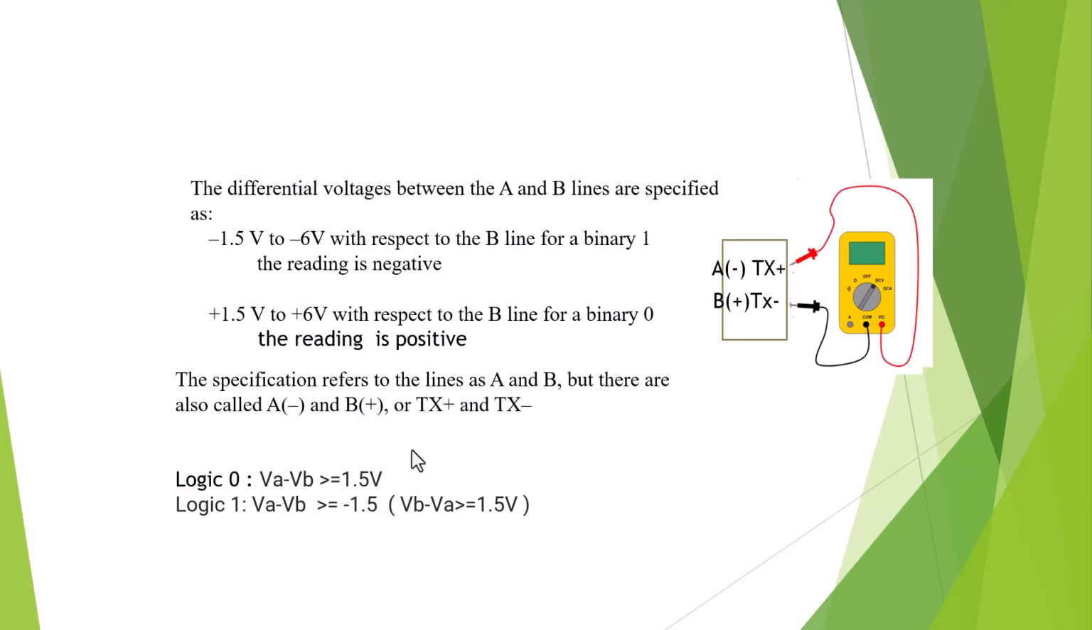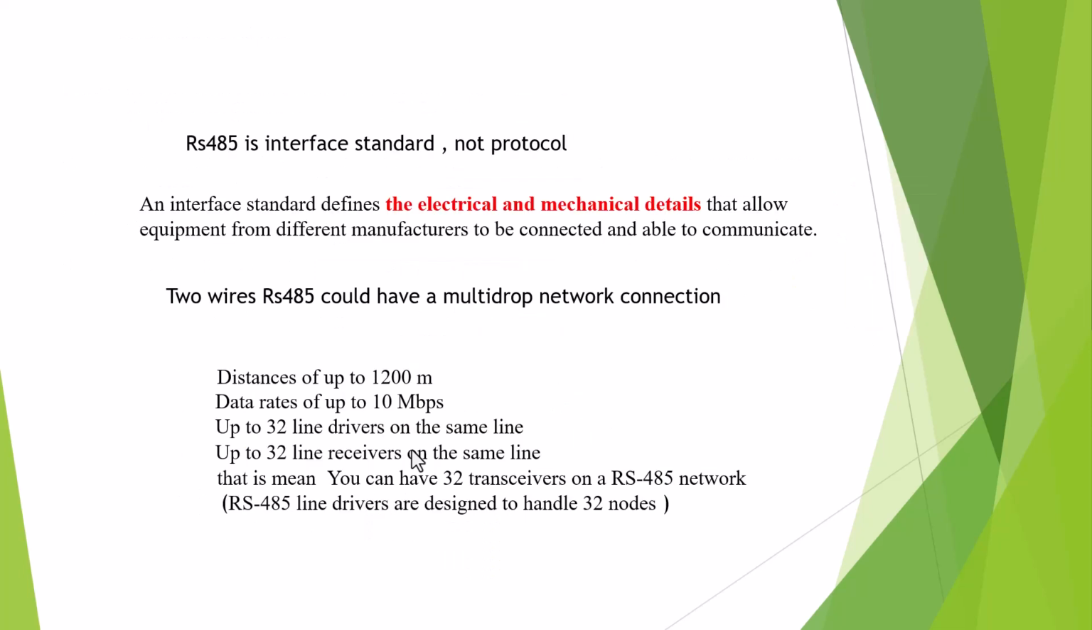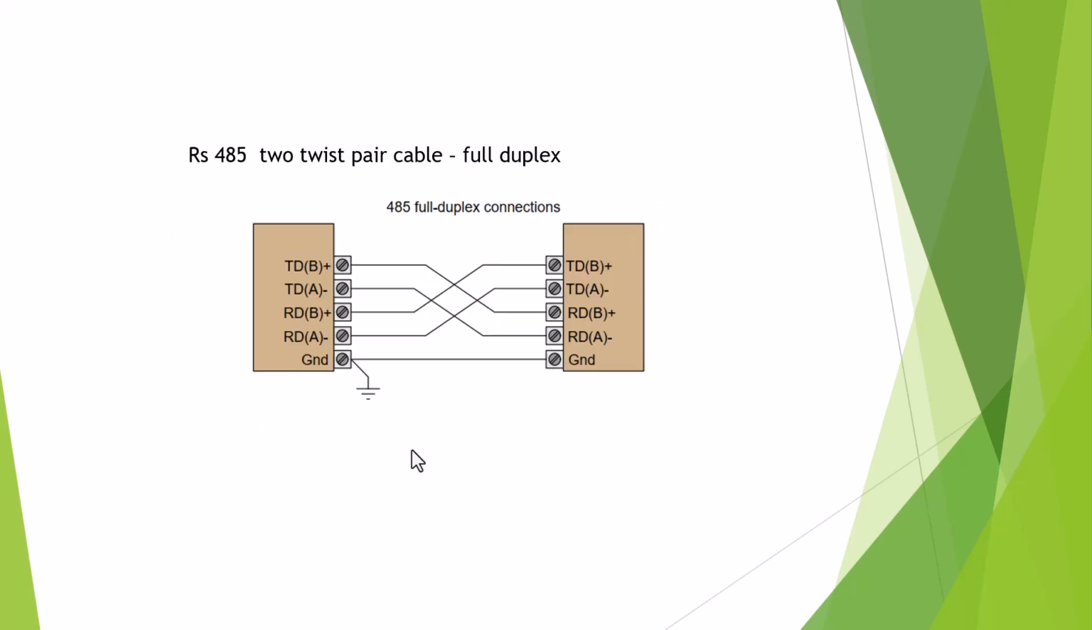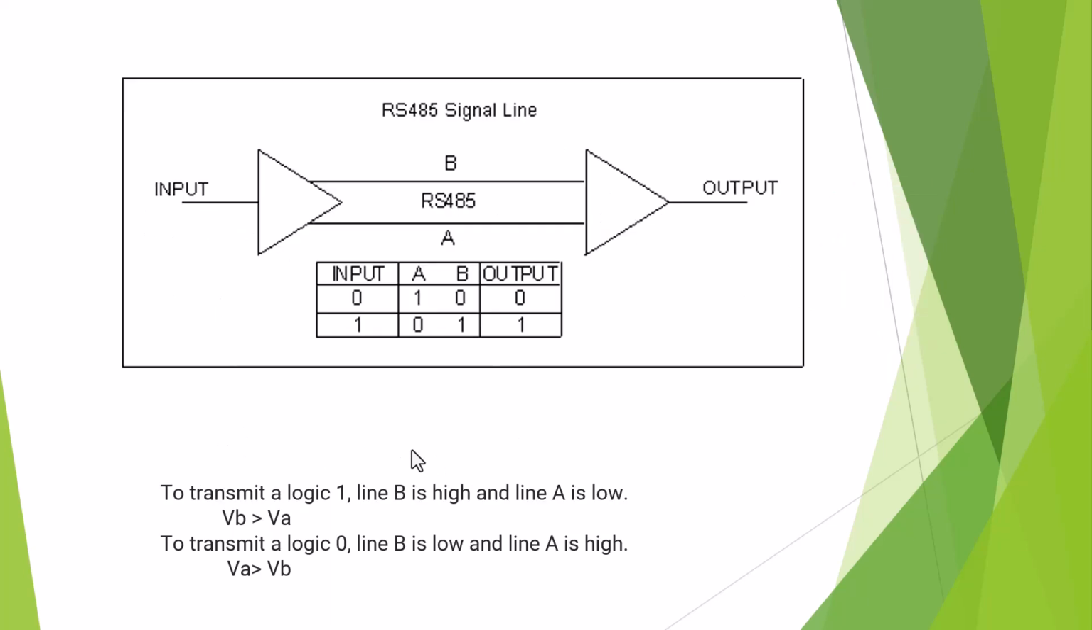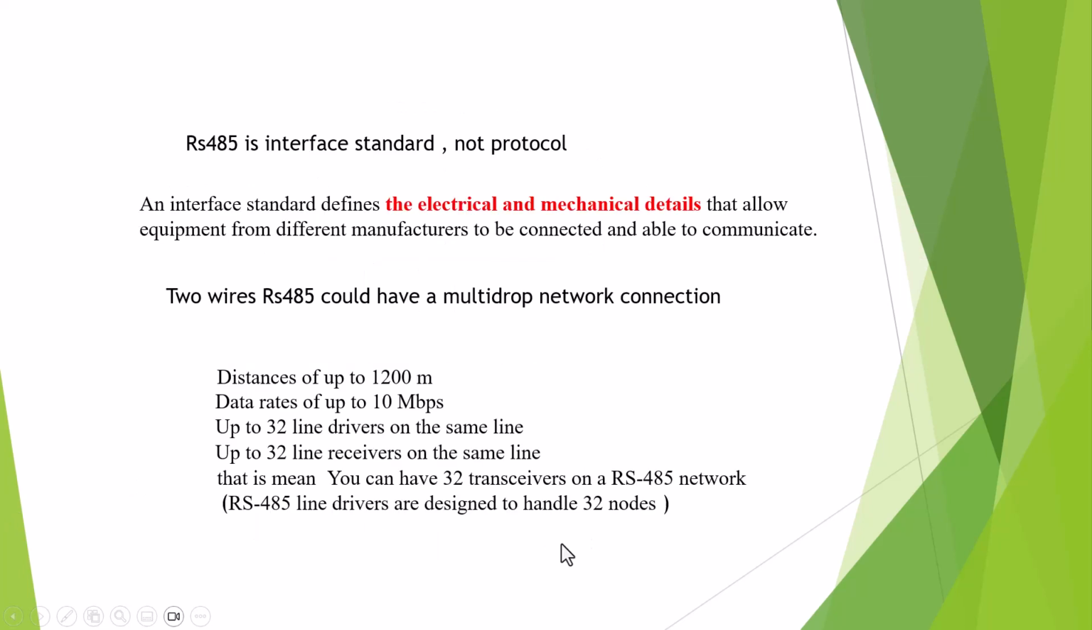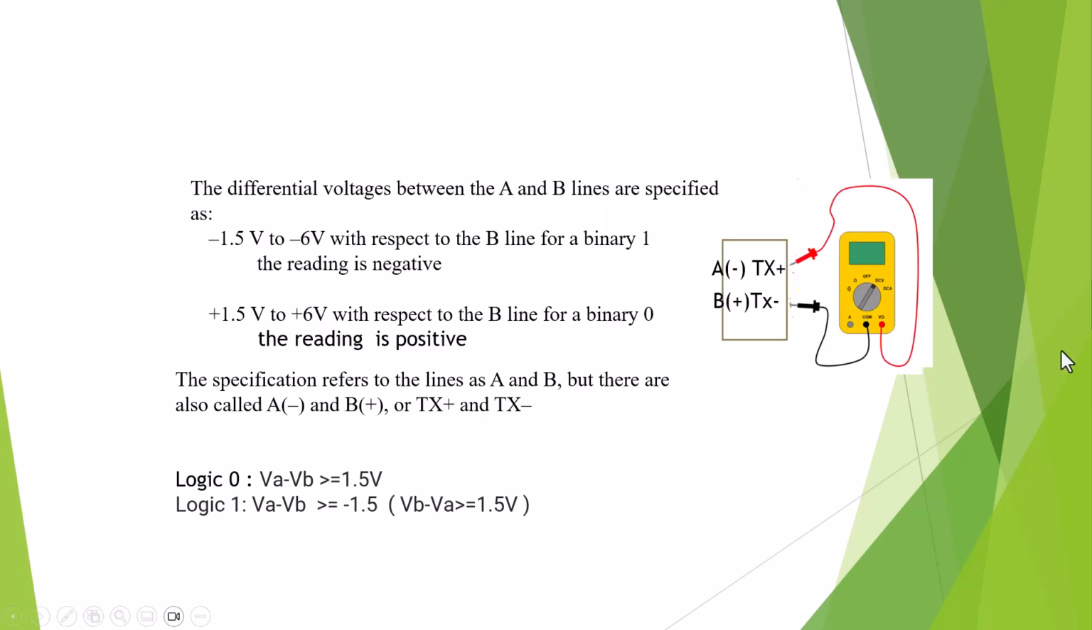Okay, so today we just simply talk about RS485. You should know the electrical and mechanical details. The maximum for every drop line is 32 nodes. Also you should know this one, logic 1, logic 0. So if you're troubleshooting, you should use the multimeter to test the voltage.